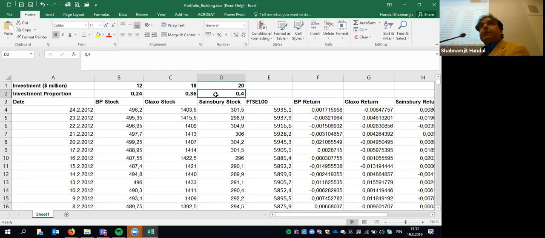Yeah. So what I can see here is that if you look at these 3 stocks, BP is an oil, GlaxoSmithKline is a pharmaceutical, and Sainsbury is a retail, consumer goods. So I see that my portfolio is pretty diversified. I'm not taking 2 companies in the same industry. They come from 3 different industries. All right, that shows that my portfolio is reasonably diversified.